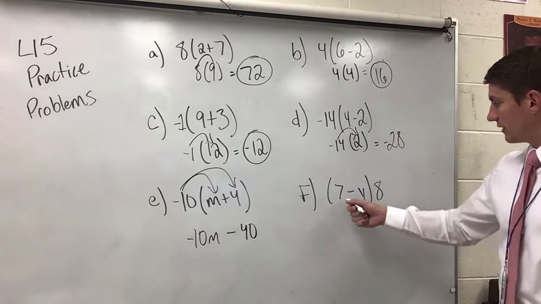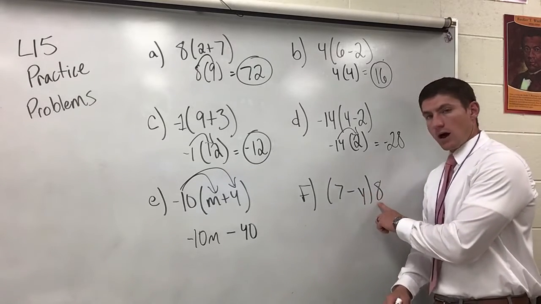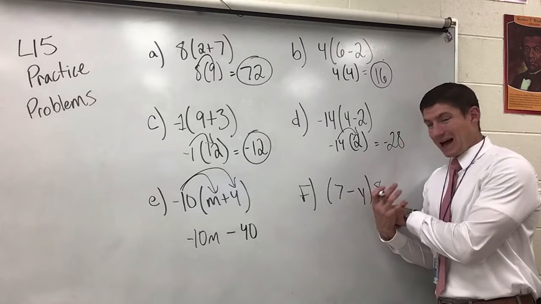Letter F, you've got 7 minus y times 8. In this case, you've got the item that's outside the parentheses actually behind the set of parentheses.